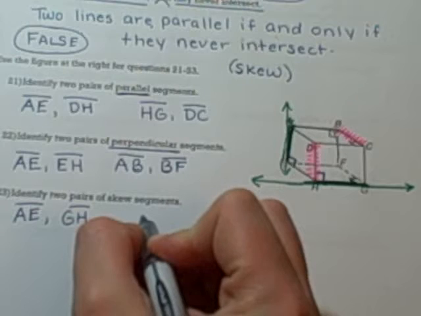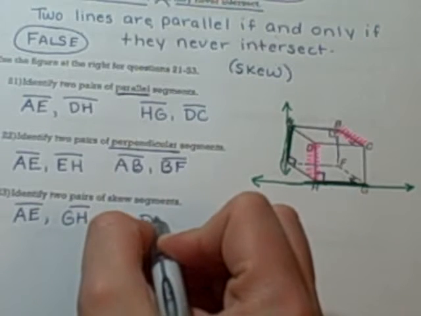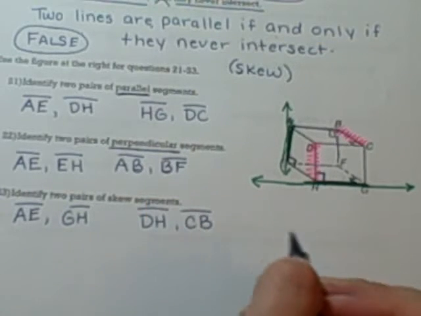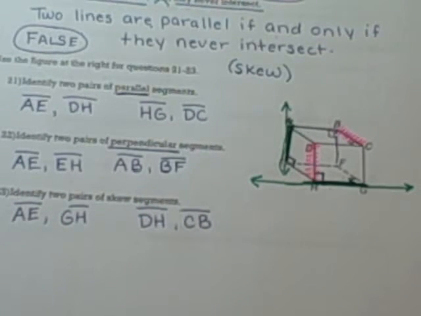And again, this is another one where there's tons of different options. So if you have one you're not sure about, feel free to post it and I'll let you know if you're right or wrong. So I could say DH and CB as my skew segments. Hopefully that's enough to point you in the right direction on those.